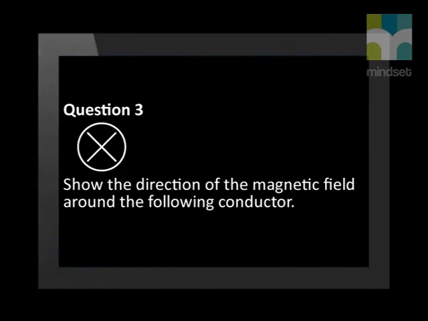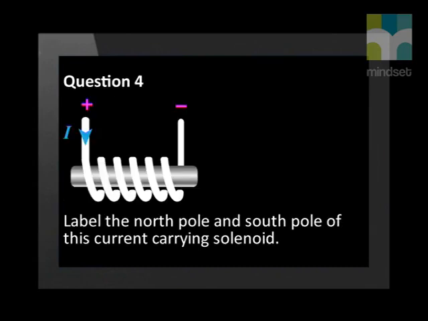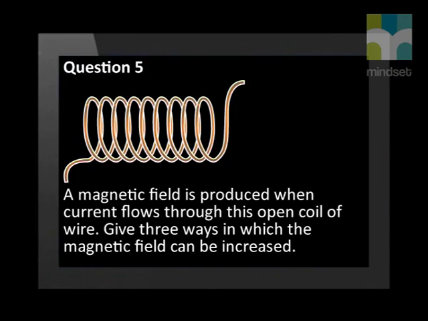Question 3. Show the direction of the magnetic field around the following conductor. Question 4. Label the north pole and south pole of this current-carrying solenoid. Question 5. A magnetic field is produced when current flows through this open coil of wire. Give 3 ways in which the magnetic field can be increased.